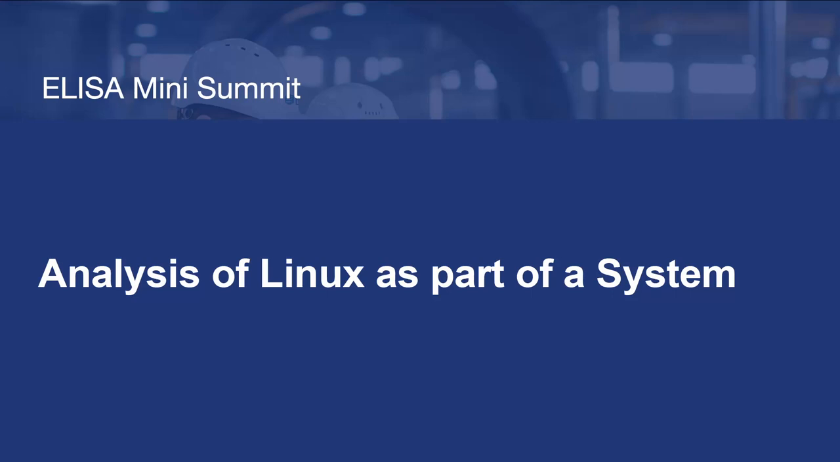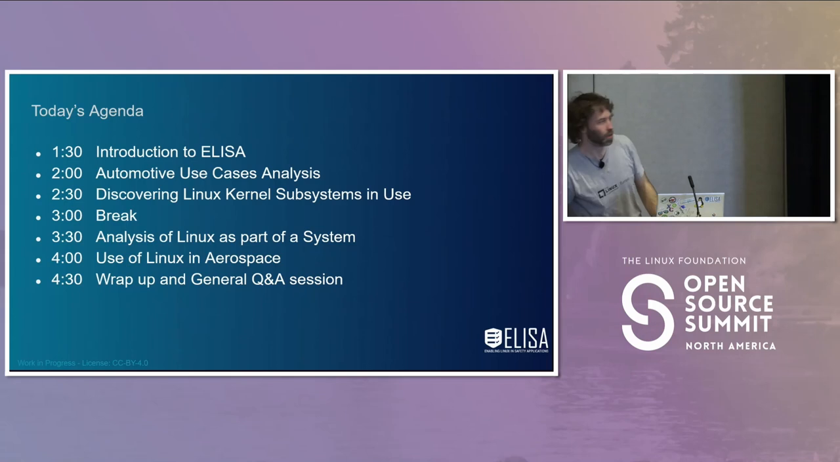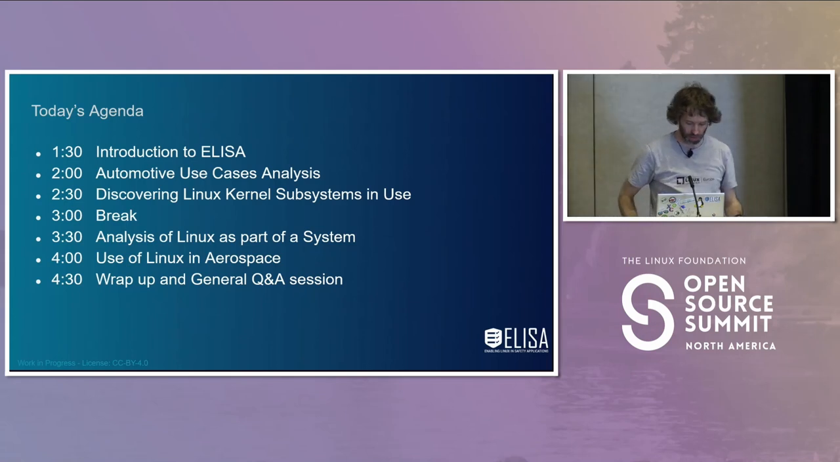From the agenda point of view, we come to the analysis of Linux as part of a system, which is basically an overview about the systems work group and how important the view on the system level is. As said by Kate in the beginning, the use of Linux in aerospace may be a little bit limited, so after the systems work, we will enter into the QA discussions.